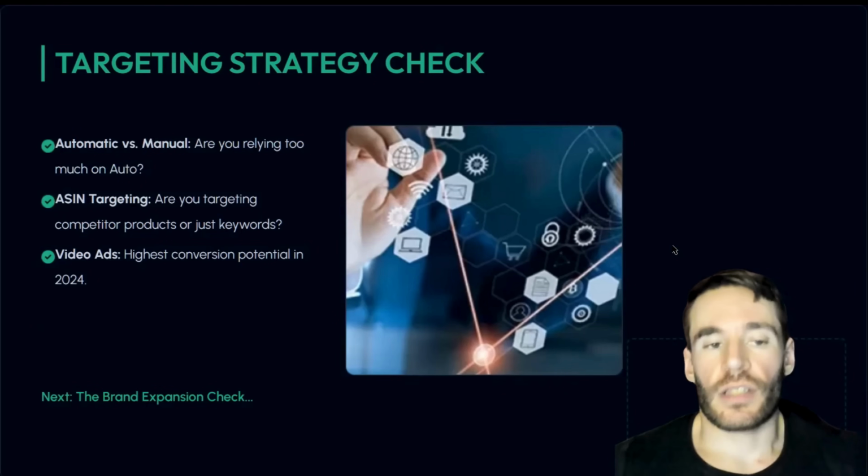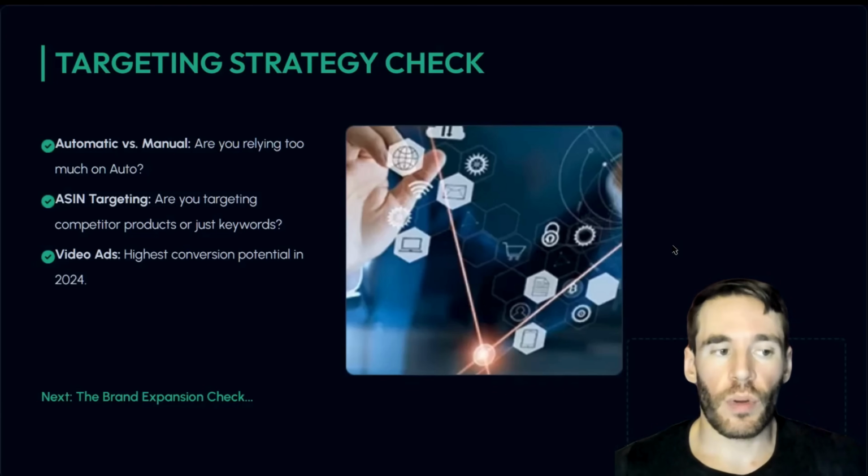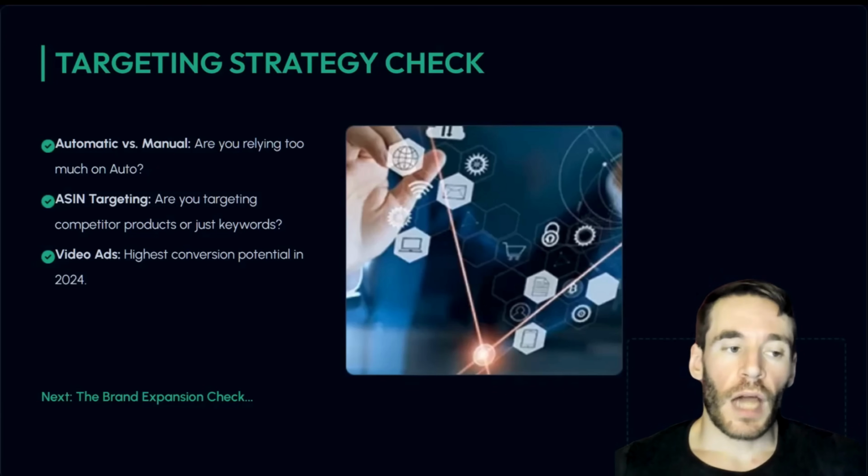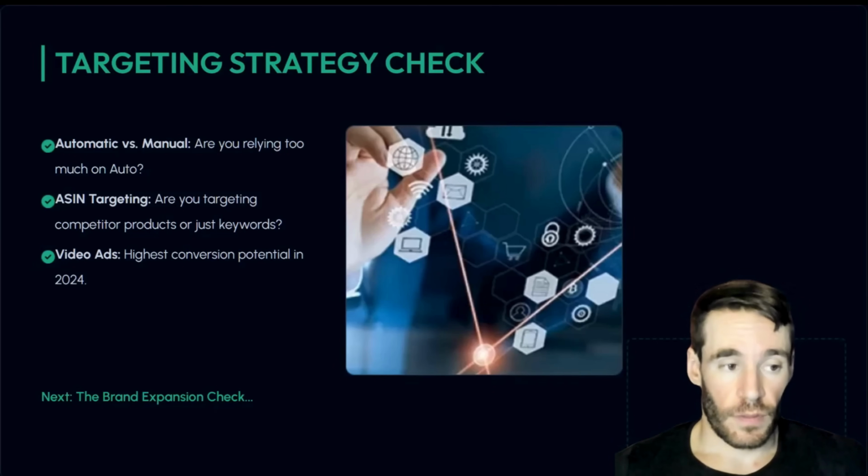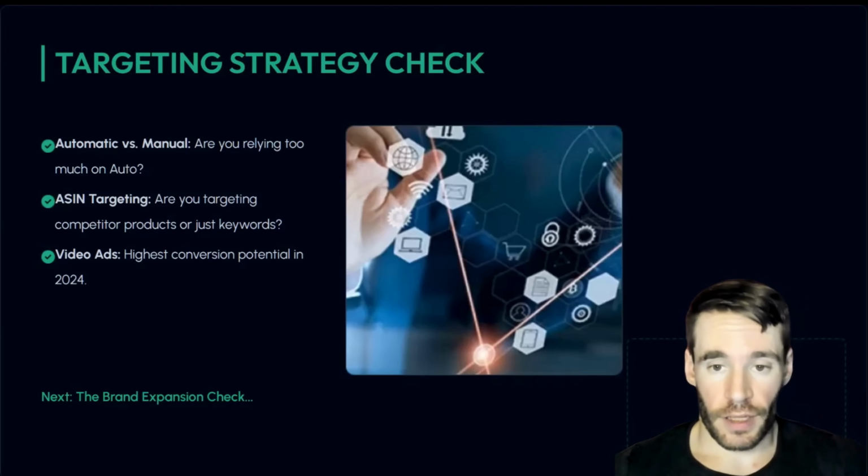So the targeting strategy check is one of the starting points. Automatic with manual. Are you running automatic? Are you running manual? Are you relying too much on automatic? How are you using automatic? That's a big issue we need to check. And with this question, we clarify this topic. There is a targeting problem.